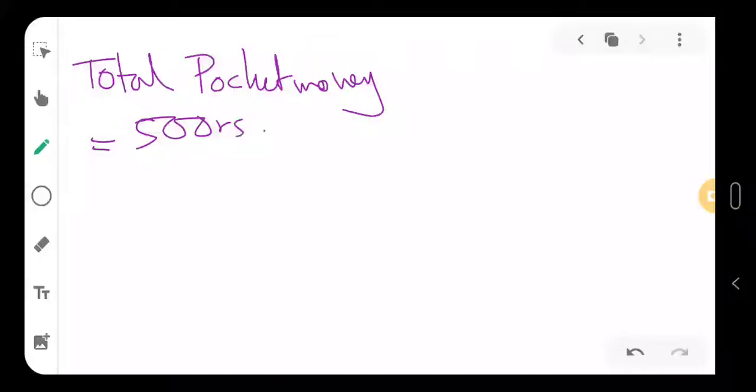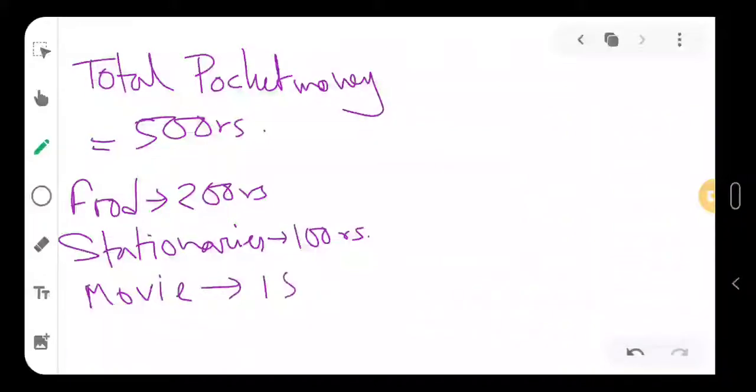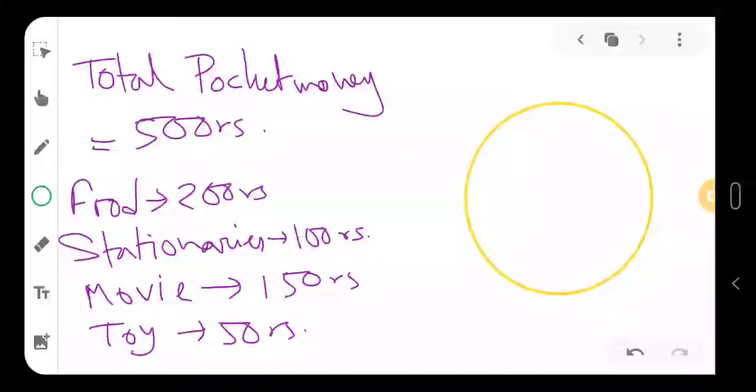Out of that you have taken for food, let's say 200 rupees. You have taken stationery like pen and all those things, let's say 100 rupees. For movie you have used 150 rupees, and the rest, 50 rupees, let's say you have bought a toy. Okay, now you want to draw this in your pie chart again.